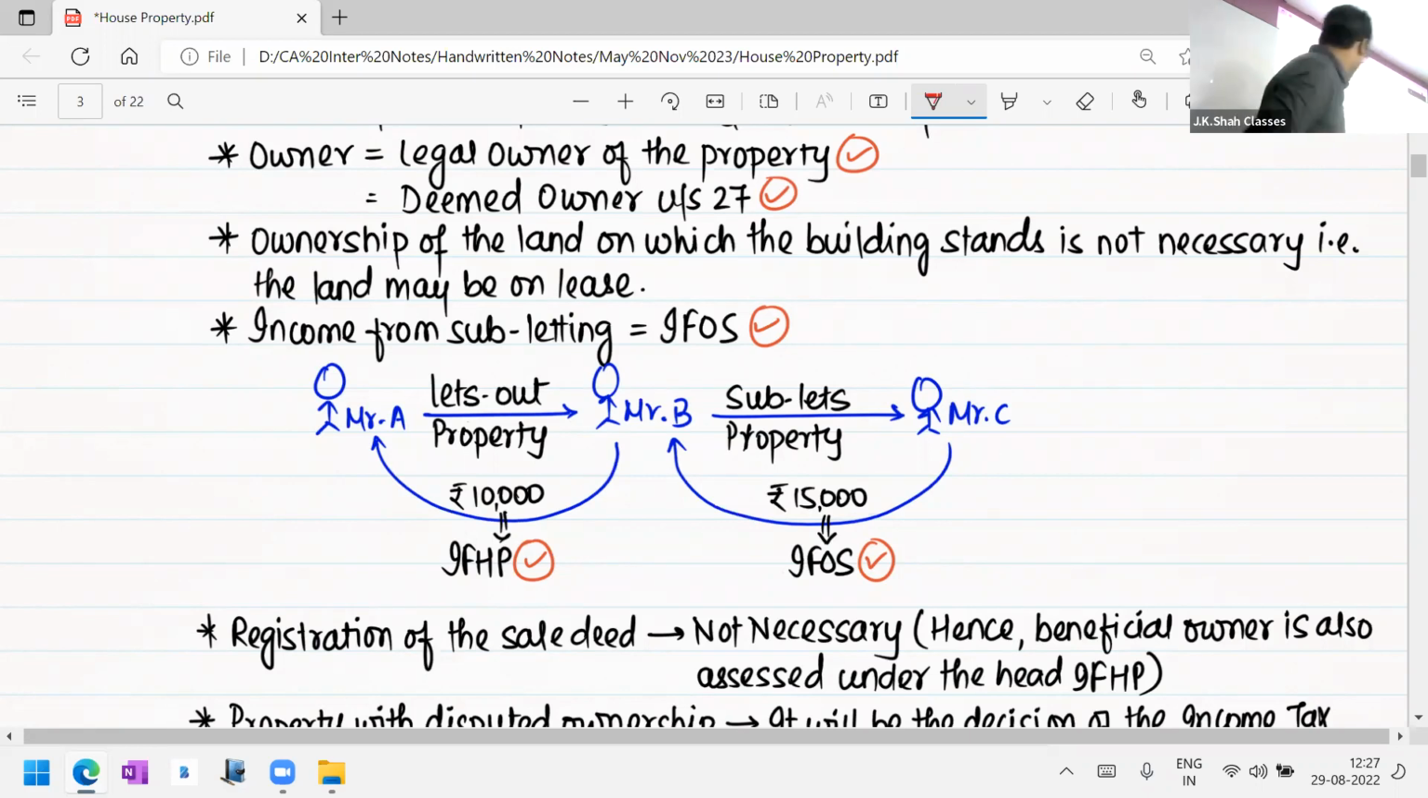Understanding? Yes, sir. Who is A? Me, sir. Who is B? Kaushik. And who is C? Nidhish. Kaushik is giving me rent. For me, that rent is, and Nidhish is giving rent to Kaushik; for Kaushik, that rental income is either IFOS or PGBP. Understood? Shall I move ahead? Yes, sir.